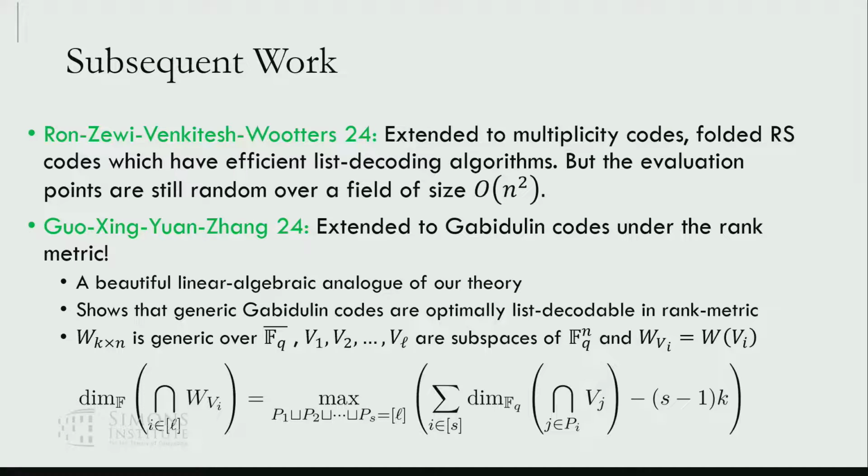And they have this beautiful formula, which is a generalization of the formula I showed. Previously we took a matrix and we took sub columns of it and then took its span, right? Now what they say is, instead you can think of this W as a linear map from N to K, and then you apply it to any subspaces of F_q^N. So W of V_i is just the image of this subspace V_i. Then these intersections of these images also satisfy the same formula. So it's a really nice extension of our work.